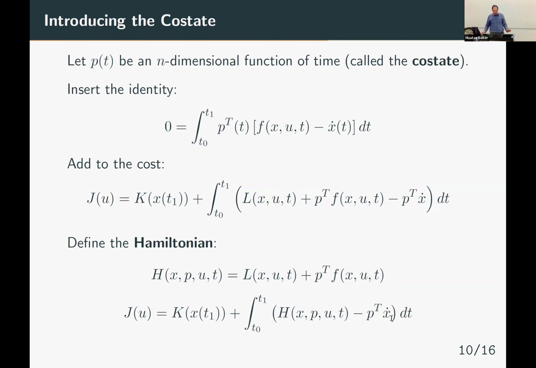Okay, so in this slide, we didn't do anything. We basically played with this 0 identity, right? And we introduced this co-state, which is P, and the Hamiltonian, which is H. You'll see now how we are going to use these two terms to solve the problem. Any question up to this point?